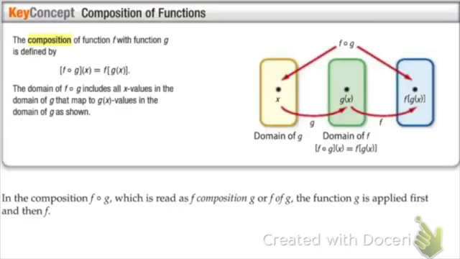The composition of function f with function g is defined as f of g of x, with that circle in between, or can be written as f parentheses g of x, end of parentheses. The domain includes all x values in the domain of g that map to g of x values. And it shows you the picture on the right.